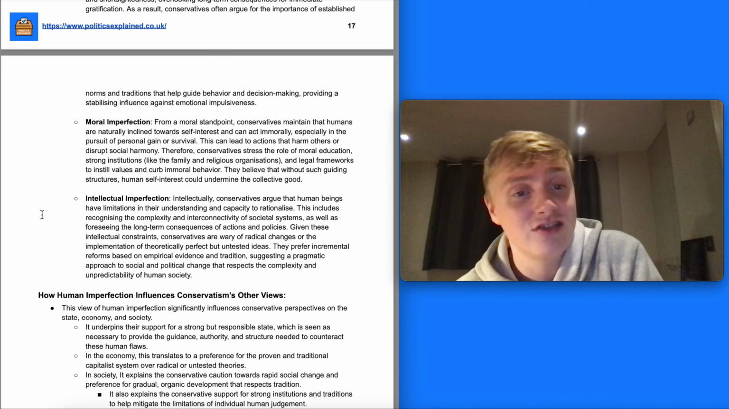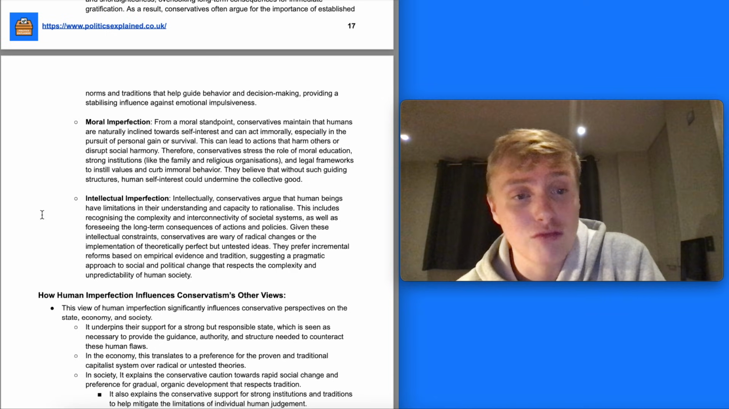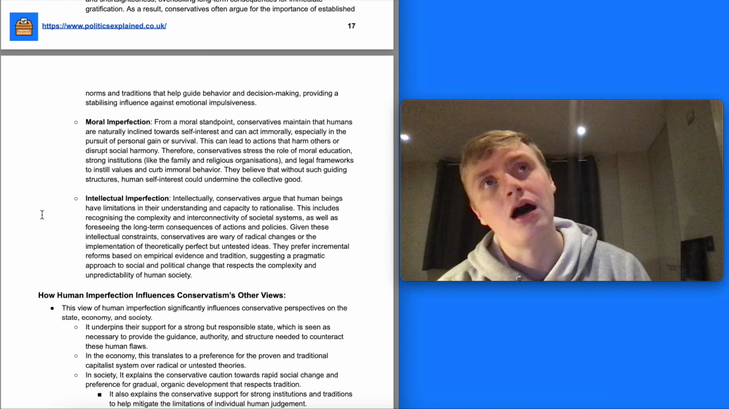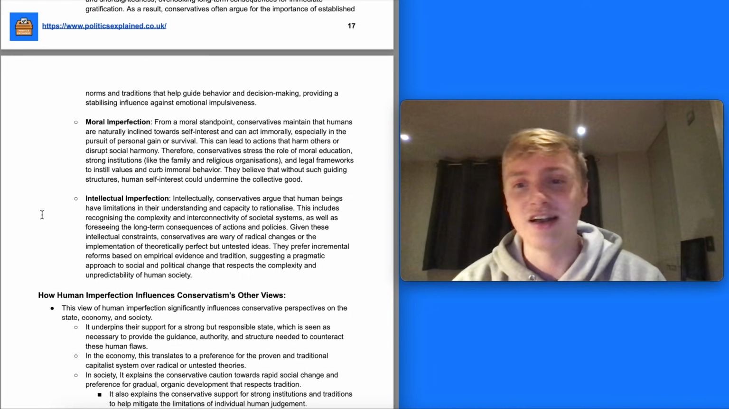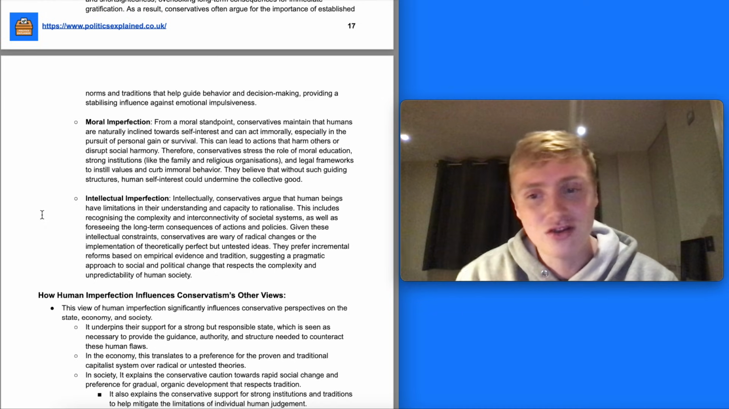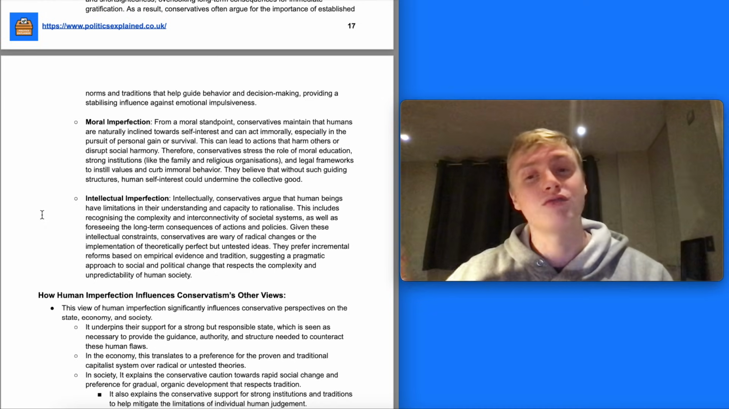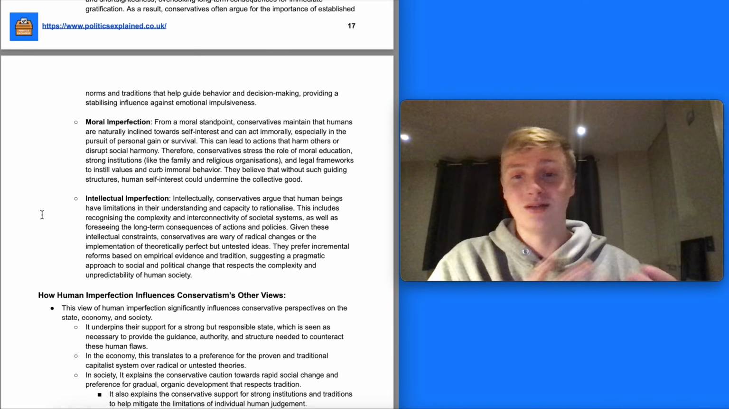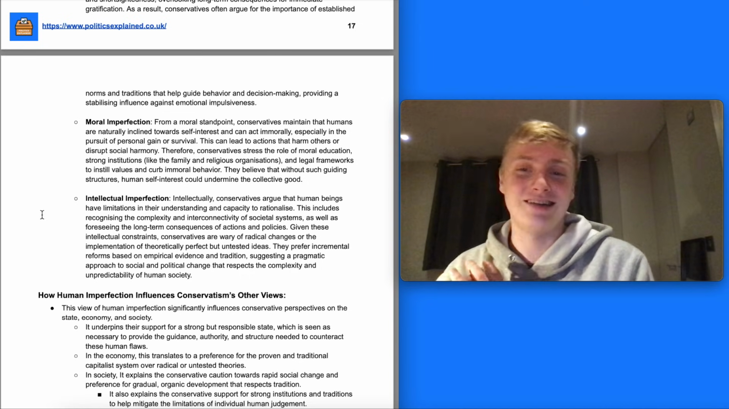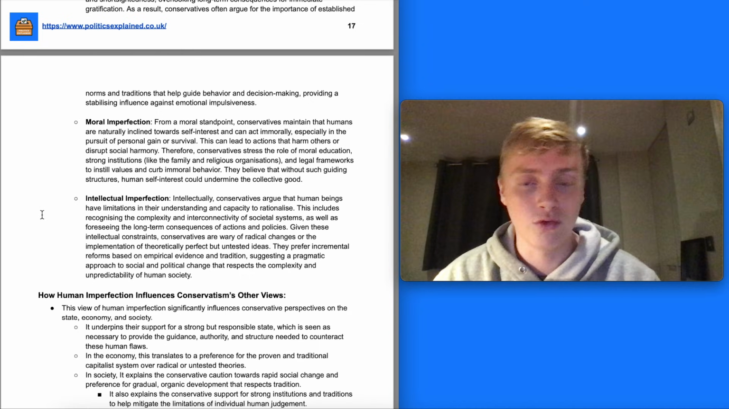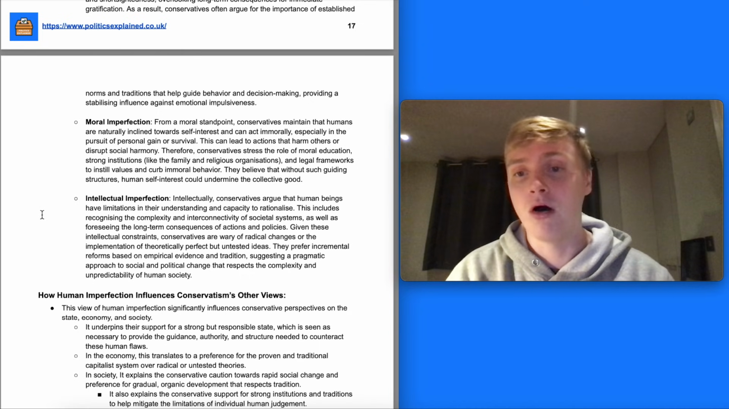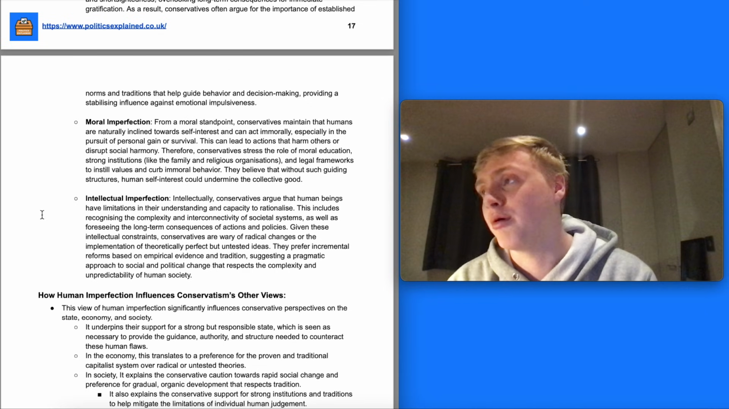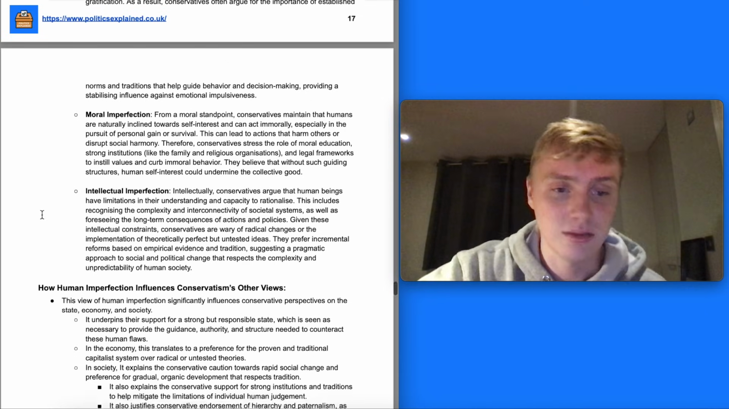Humans have limitations in their understanding and capacity to rationalise, and this links to their respect for tradition as well. They don't think that you should try and design something perfect based on these ideological abstractions and the ideas that liberalism has. They think you should listen to tradition because tradition has a lot more wisdom than you do, right? Because humans are intellectually imperfect, they can't properly understand things, and therefore we should listen to the teachings of the past rather than trying to design and propose upheaval in society and design something new.